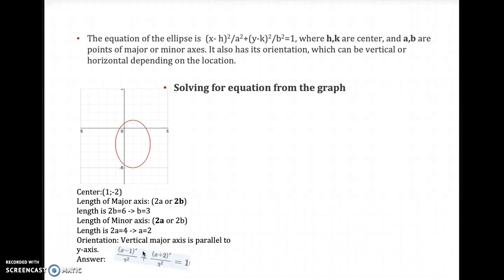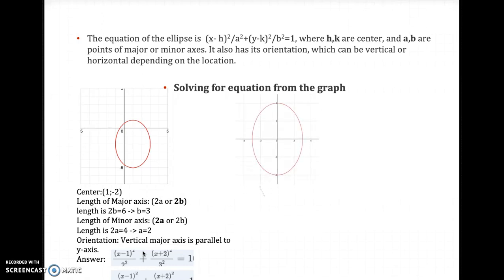So the answer is here: (x minus 1) squared over 2 squared plus (y plus 2) squared over 3 squared equals 1, which means (x minus 1) squared over 4 plus (y plus 2) squared over 9 equals 1.